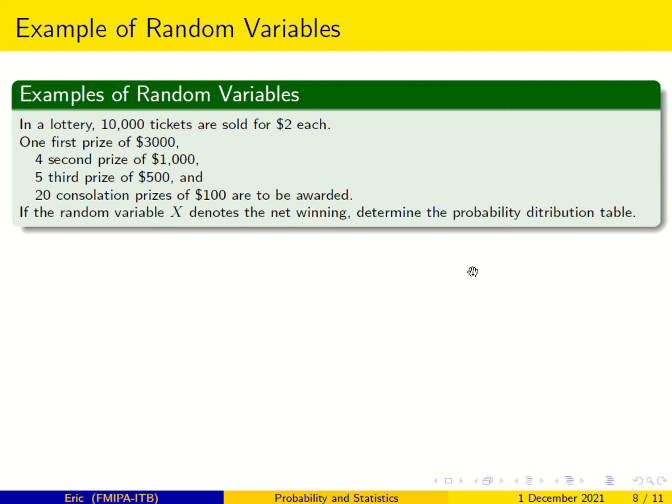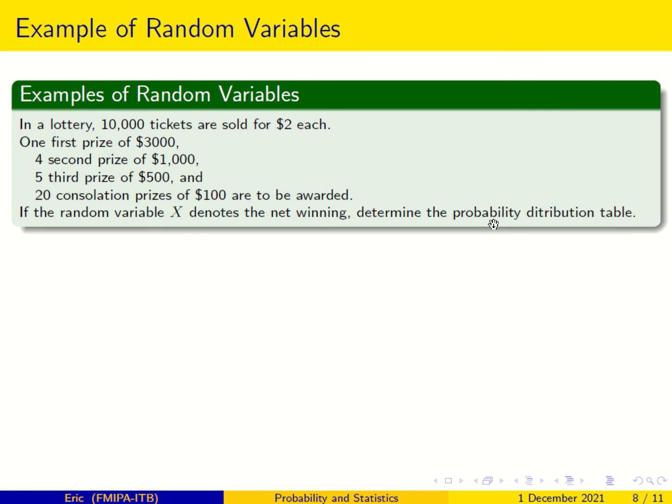First, we will look at an example of a random variable in a real event. In a lottery, 10,000 tickets are sold for $2 each. One first prize of $3,000, four second prizes of $1,000, five third prizes of $500, and 20 consolation prizes of $100 are to be awarded. If the random variable x denotes the net winning, determine the probability distribution table.